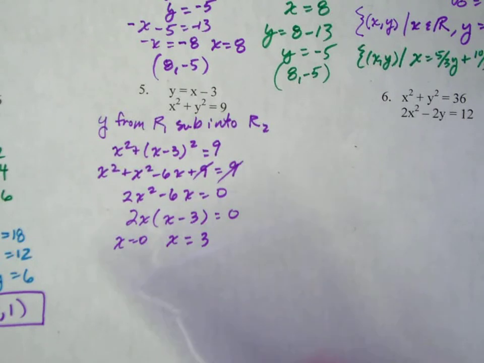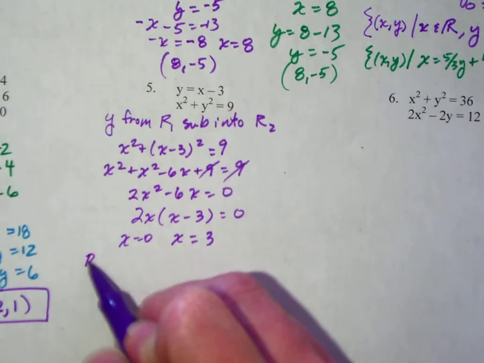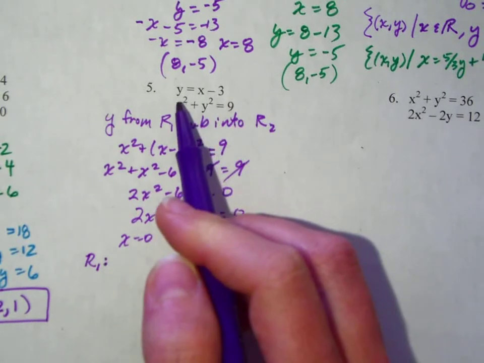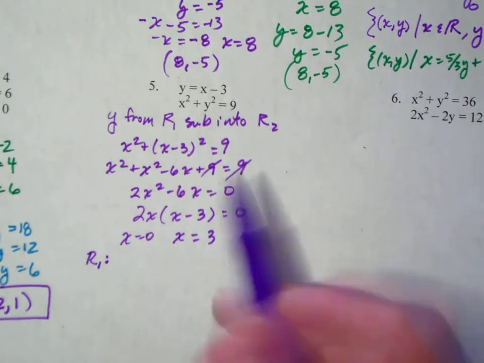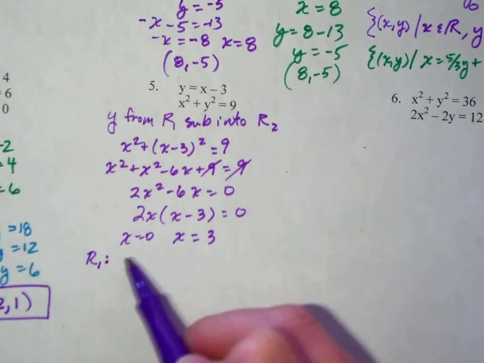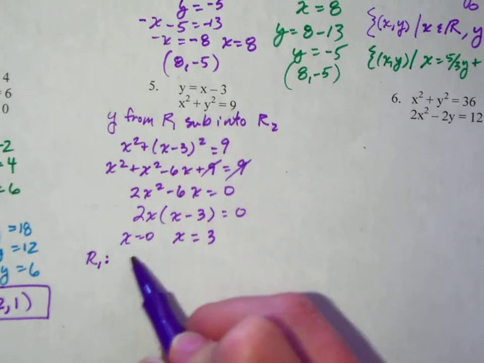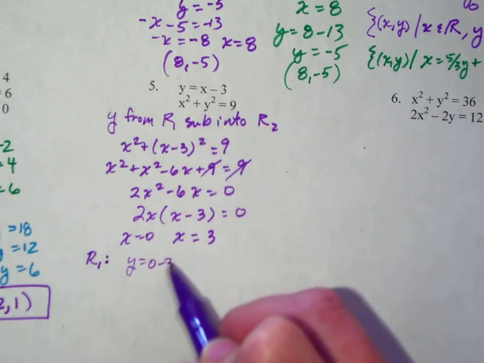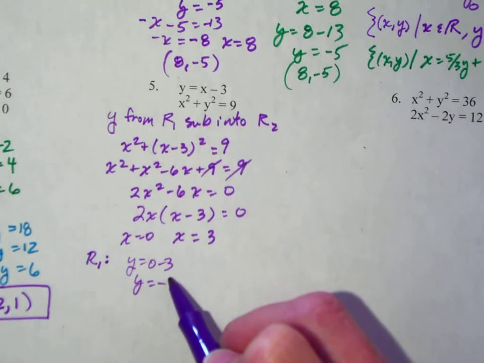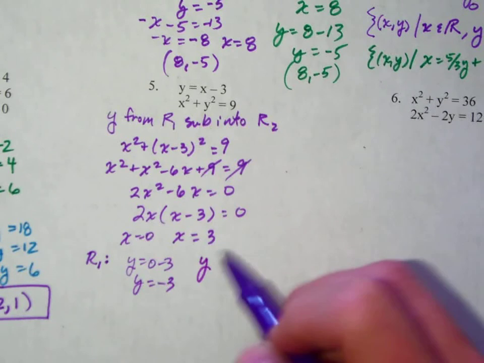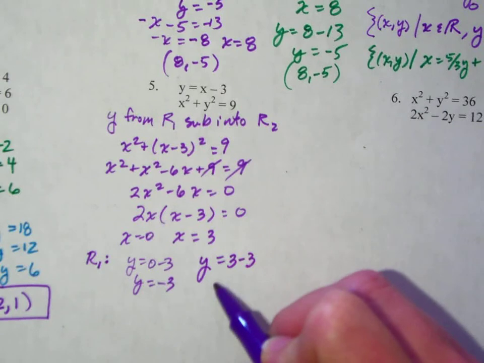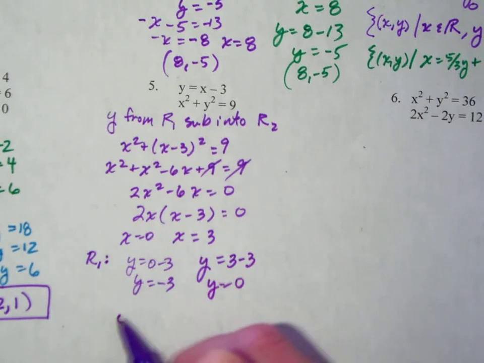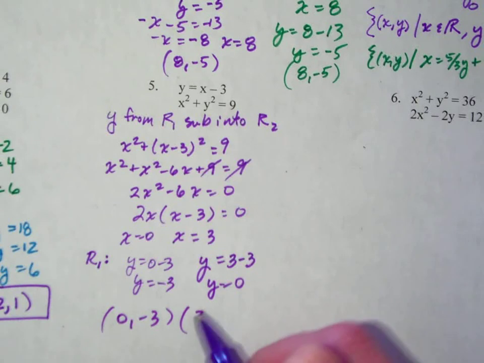And what we need to do is we need to plug them in and solve for y. I'm going to plug them both into row 1 because row 1 I have y equals and it's really simple to solve for. So when we do that, I get for row 1, when x is 0, y is 0 minus 3. And then y equals 3 minus 3. So that would be 0. So I get 0, negative 3, and I get 3, 0.